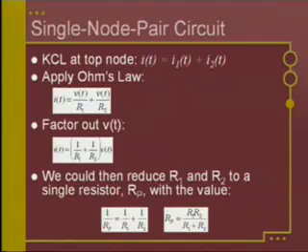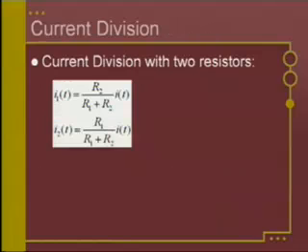Just don't forget to hit the -1 button on your calculator before you figure out what that final resistance is, or you'll have the reciprocal. You'll be giving me the conductance of the circuit. And that's just applying Ohm's law and KVL to these single node pair circuits.